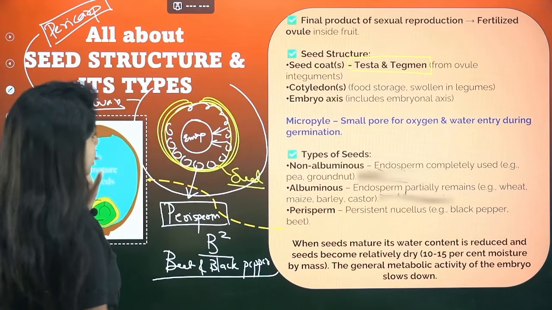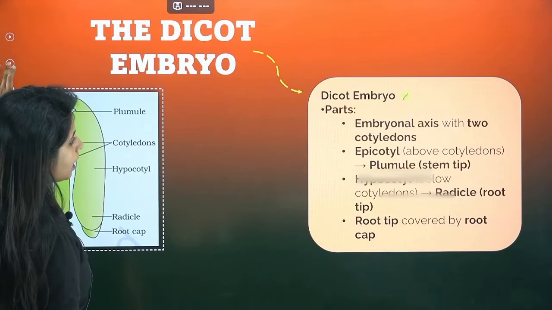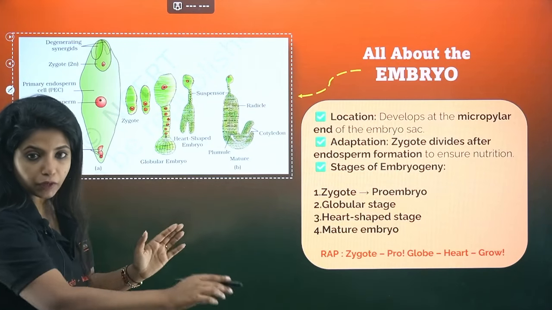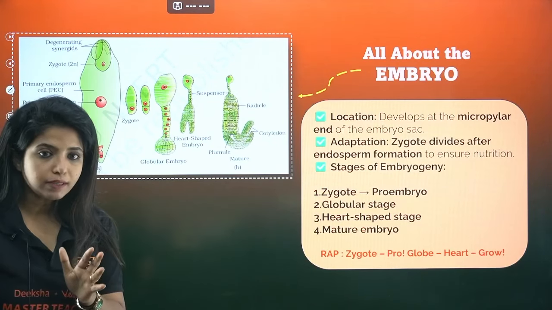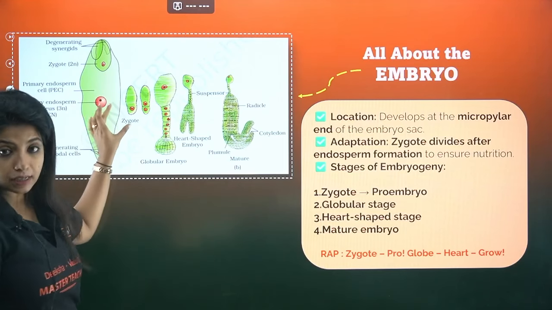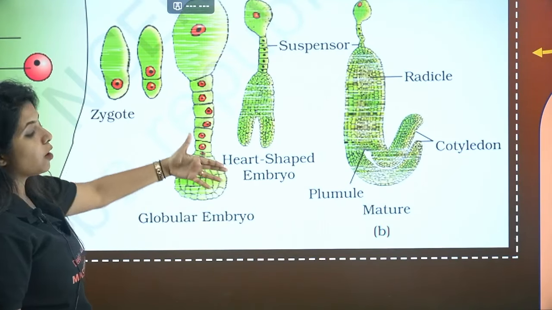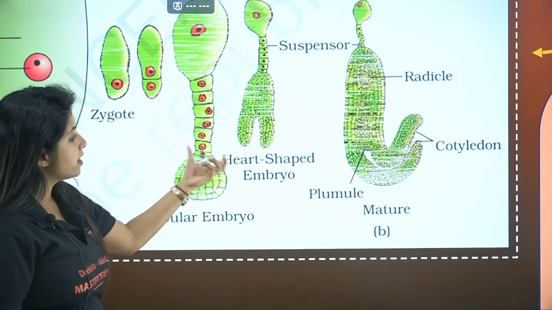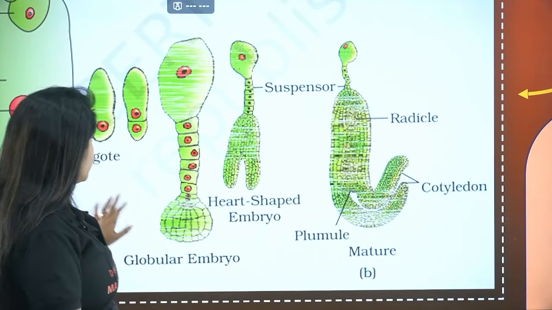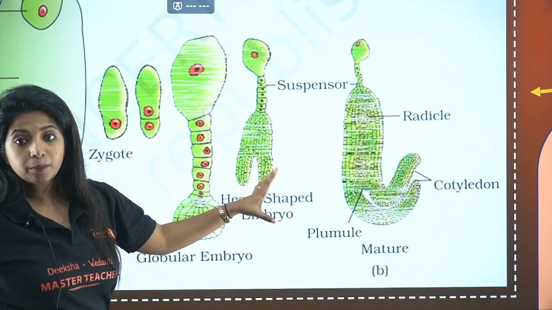Now, I was talking about the embryo and I said there are two types of embryo, monocot and dicot embryo. We will be talking about them now. When the embryo forms, it has a few stages common for all. The zygote, a single-celled thing, divides into a two-celled stage. Then it forms the globular embryo, then a heart-shaped embryo, then a mature embryo. So zygote, proembryo, globular embryo, heart-shaped embryo and mature embryo.